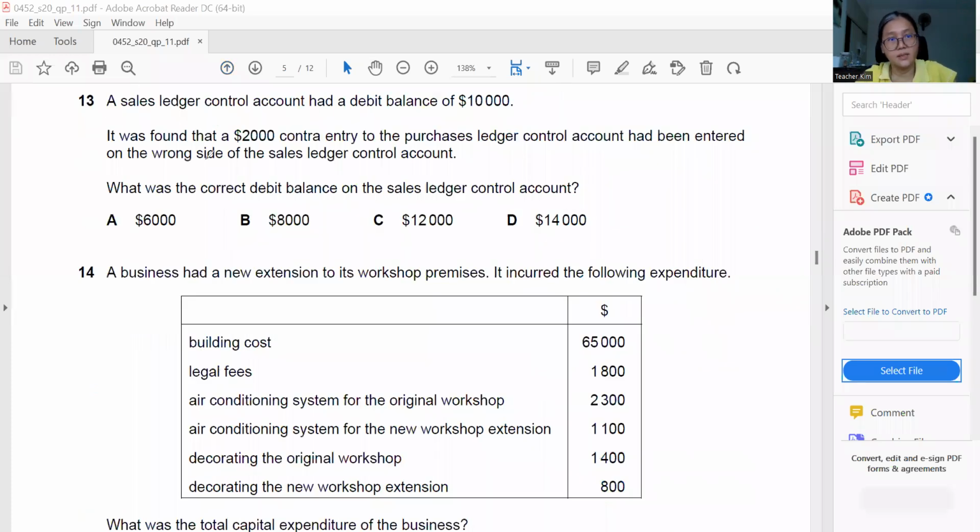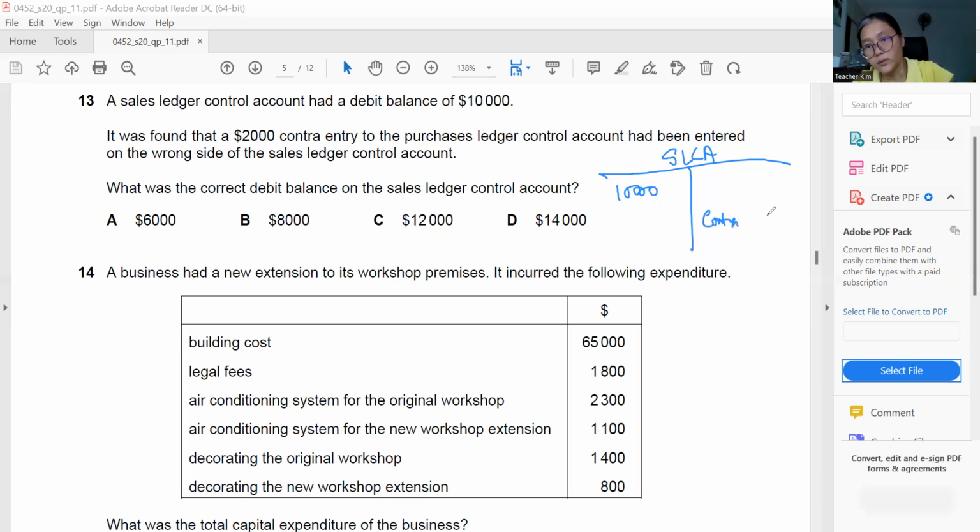On 13, a sales ledger control account has a debit balance of 10,000. It was found that a 2,000 contra entry to the purchase ledger control account has been entered on the wrong side of the sales ledger control account. Okay, so this one, debit balance sales ledger control account 10,000. It was found a 2,000 contra entry to the purchase ledger control account has been entered on the wrong side. So we accidentally put into here. By right, contra should be in here.